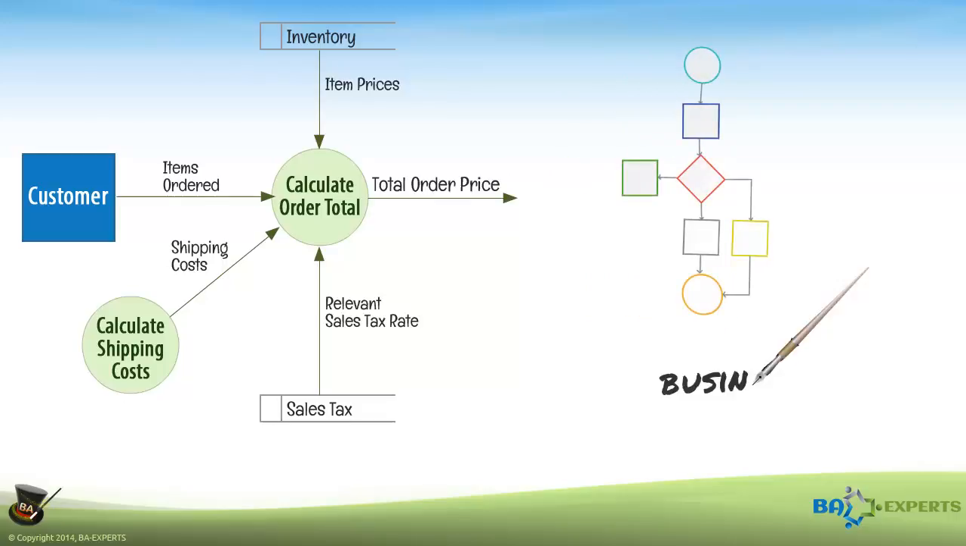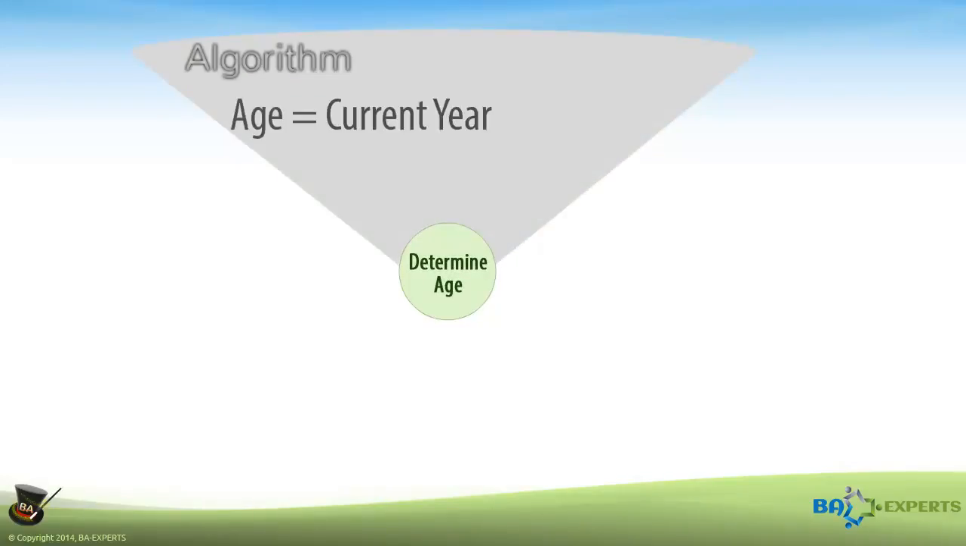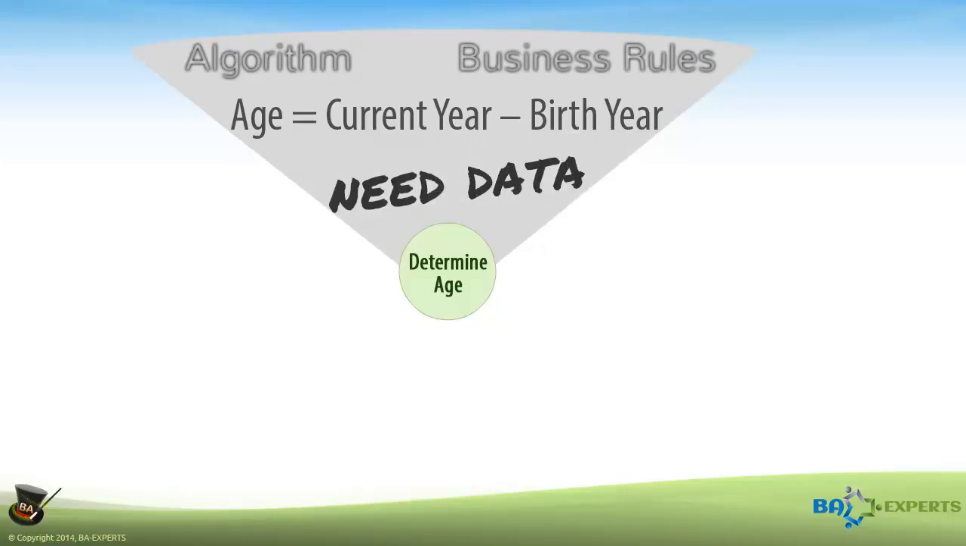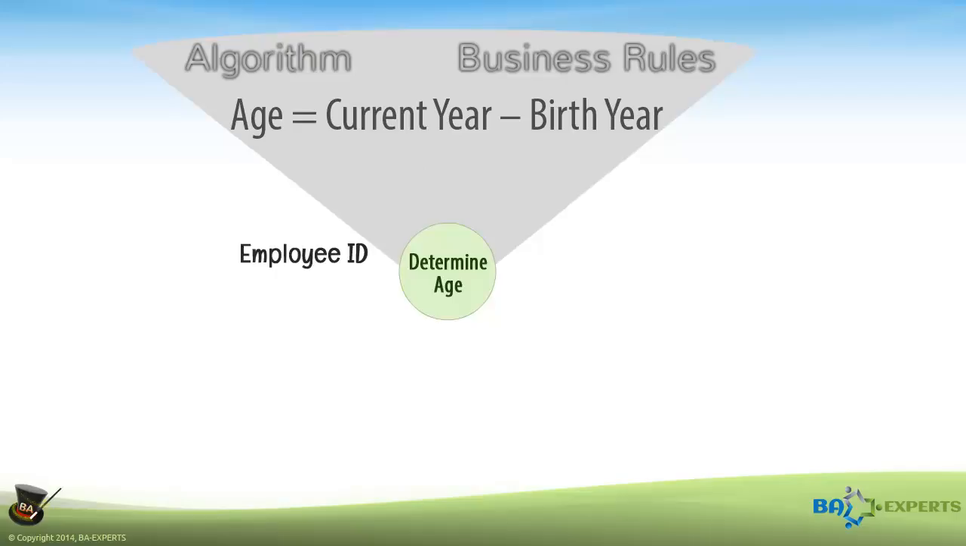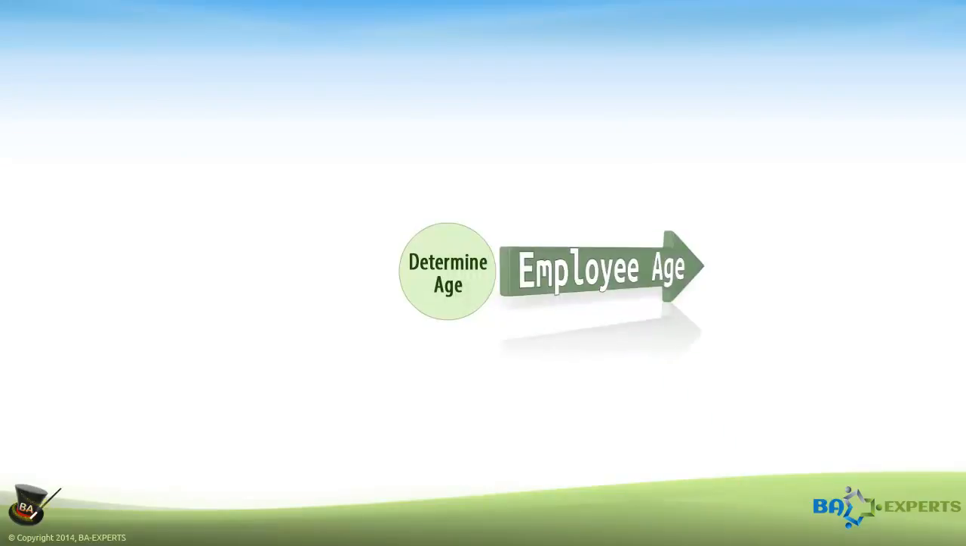Processes need algorithms or business rules to create data. For example, the simple process determine age contains the algorithm age equals current year, from today's date, minus birth year, from the employee's date of birth. Algorithms and business rules in turn need data. Getting the birth year requires an employee ID to select the appropriate employee, which has to either come into the process from an incoming data flow or itself be created by a different algorithm or business rule. In the end, you should account for every data element the process creates and every data element it needs to create the output.